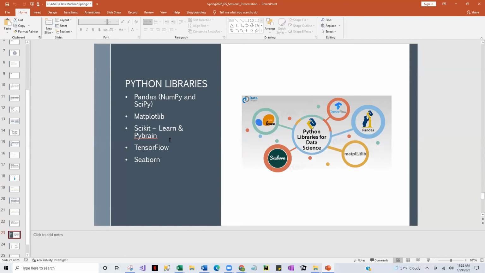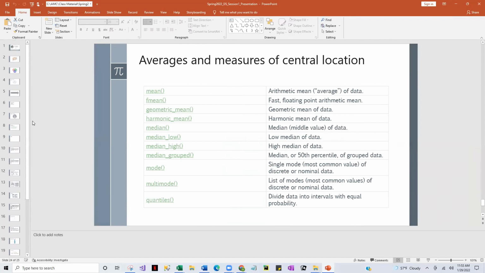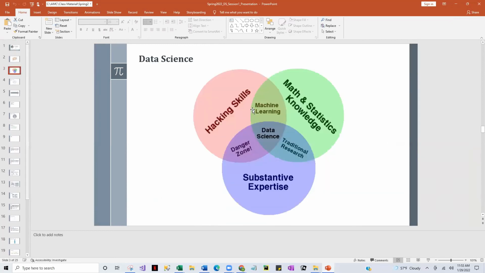And finally, these are the libraries that we will be using in order to do all the visualization and calculations. These are the libraries you're going to work with. And if you want, here are some formulas that you can use in Python to get the mean, median, and mode. And right now for the first session, as I mentioned, we are looking at these three skills.